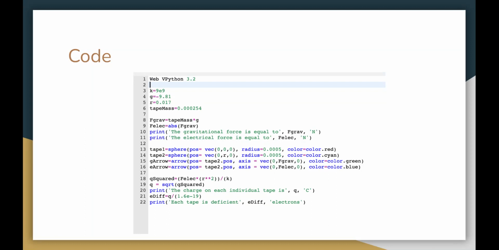Then I calculated Q squared using Coulomb's law and the assumption that both of the tapes had the same charge. So F electric times the distance between them squared over Coulomb's constant. And then I got Q by taking the square root of that. And then I printed Q, and then I took the difference of electrons, how many electrons the tape was missing, by taking Q divided by the charge of one electron, and then I printed that out.